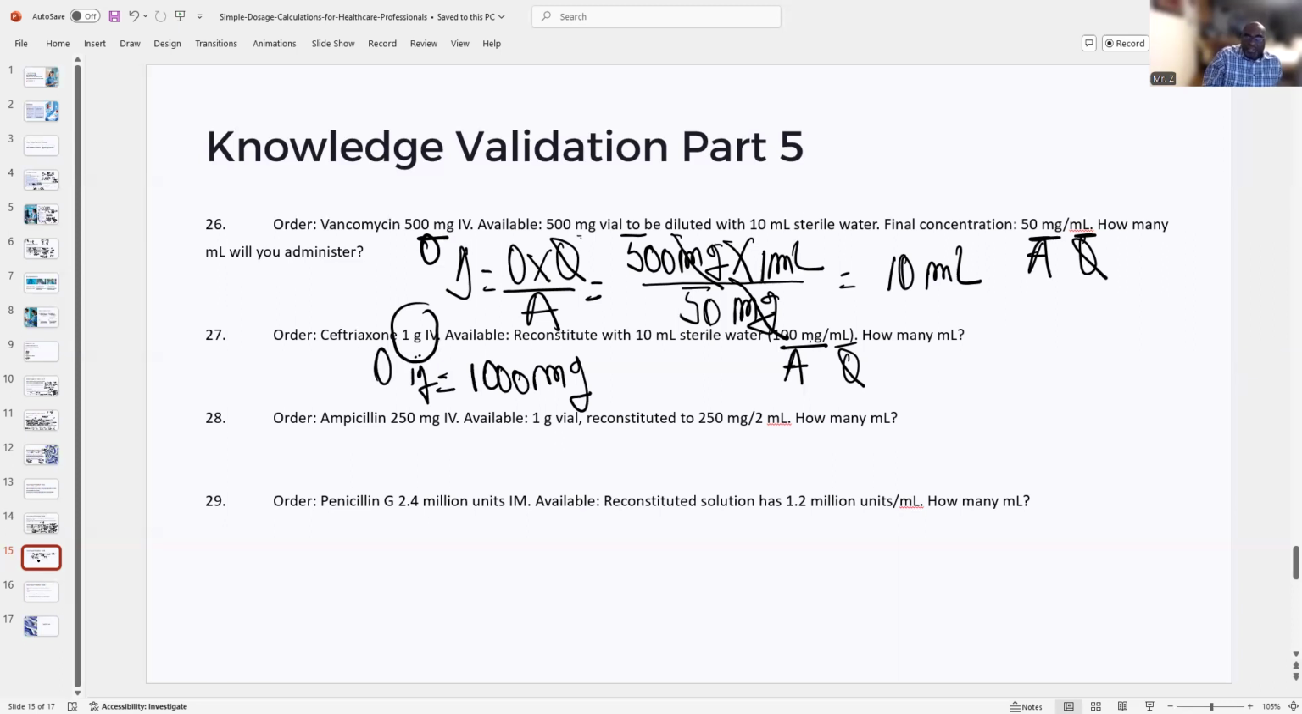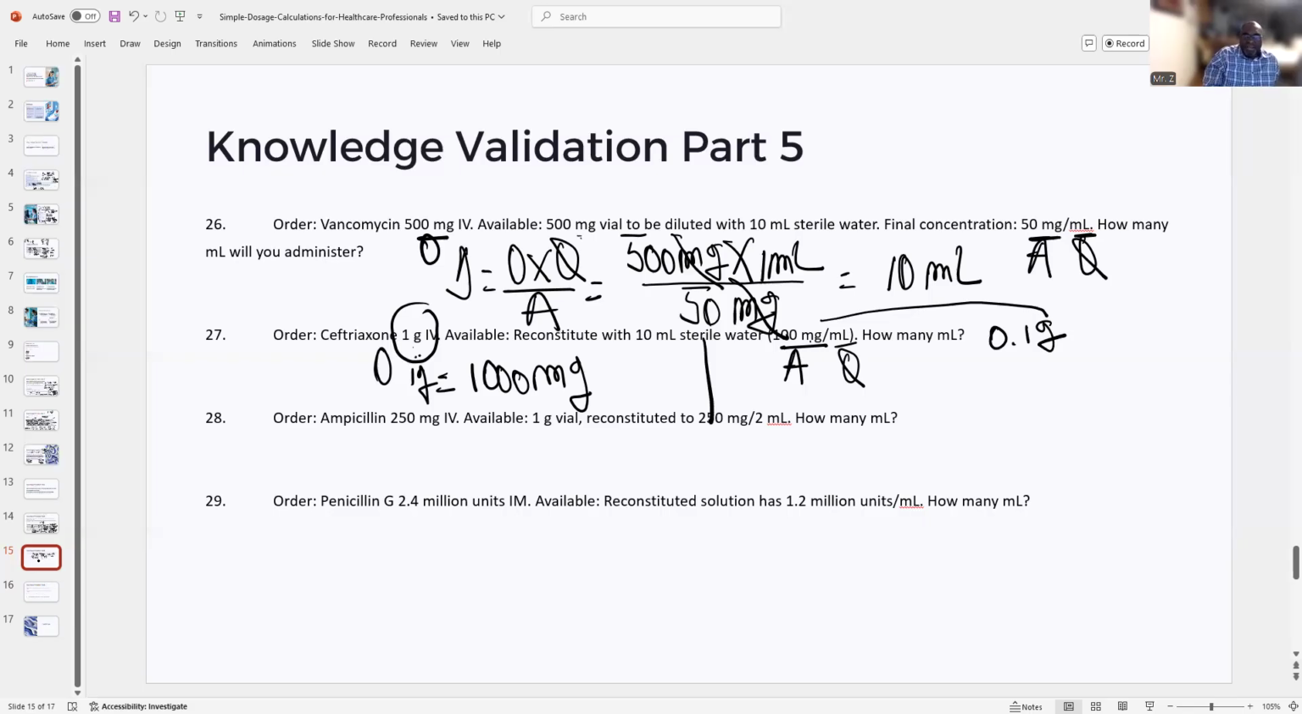Or you can leave your order in grams and go ahead and convert your available to grams. Once you convert your available to grams, you're going to have 100 milligrams divided by 1,000, you will get 0.1 gram. So we're going to solve this two ways: when everything is in milligrams and when everything is in grams.